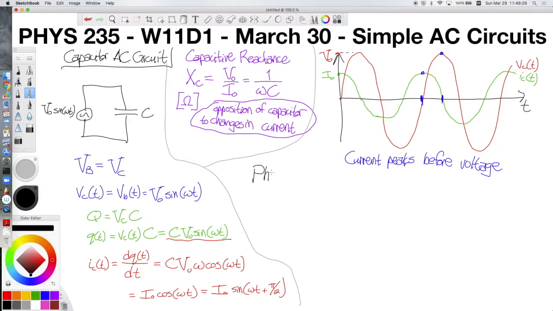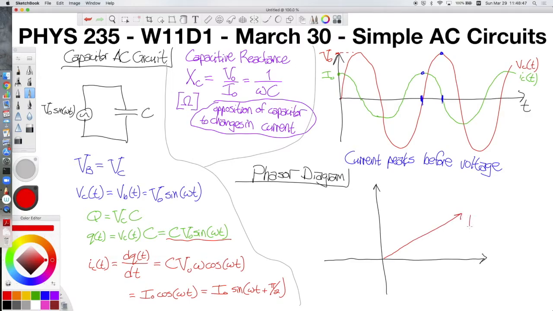And we can represent this same information on a phasor diagram, where we have our two axes again, and we can draw both of our vectors on here. One of those vectors would be V0, the maximum value of the voltage across the capacitor, which is equal to the voltage across the battery. And like all good vectors on phasor diagrams, this one is rotating at an angular speed of omega, which means this angle right here is omega t.